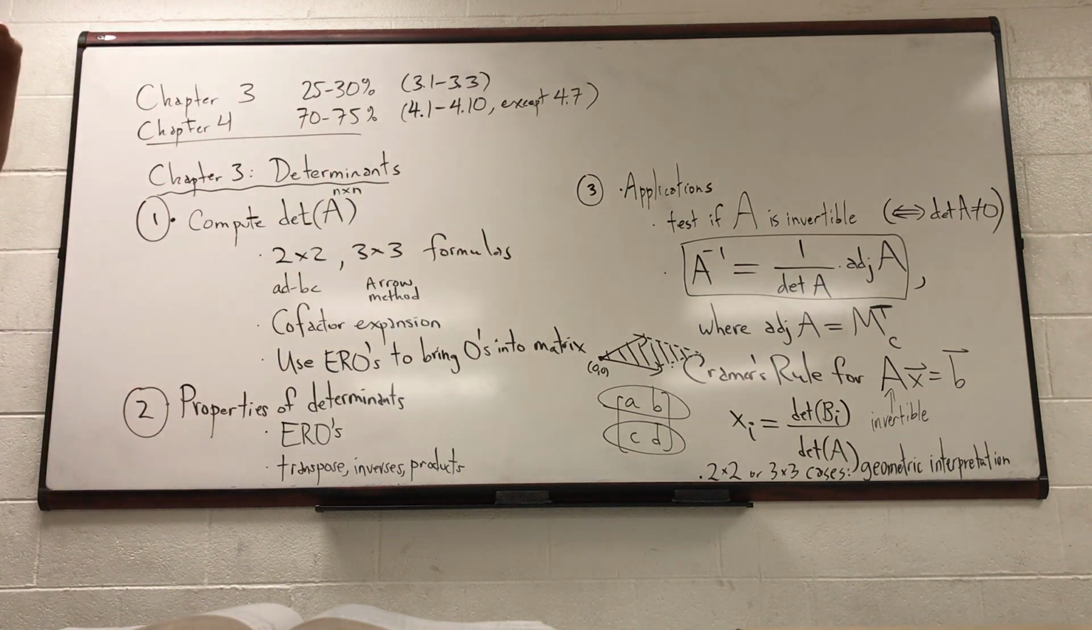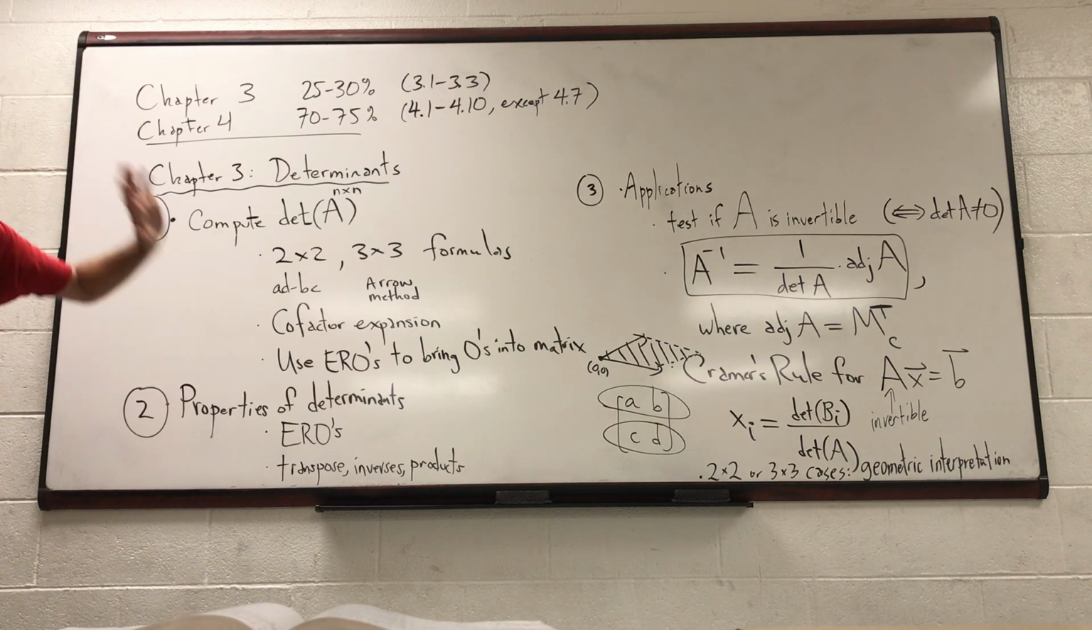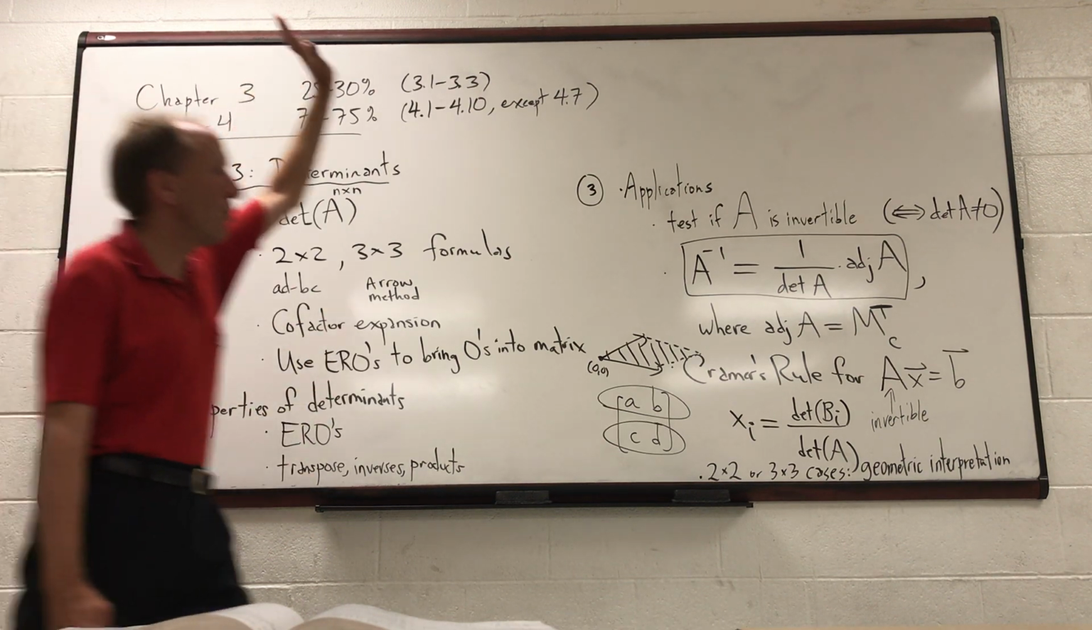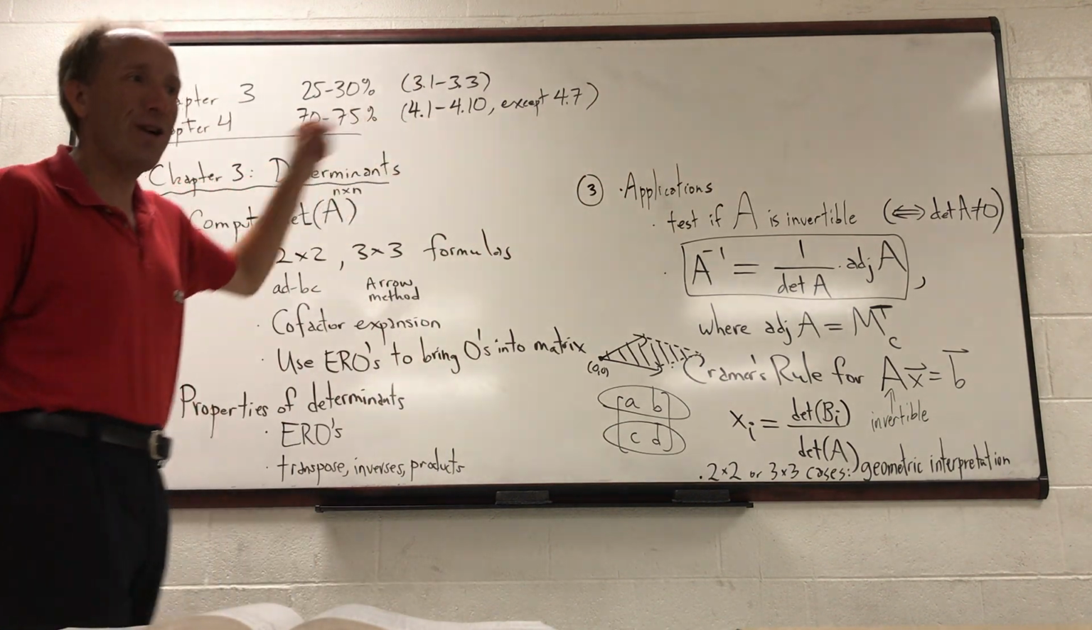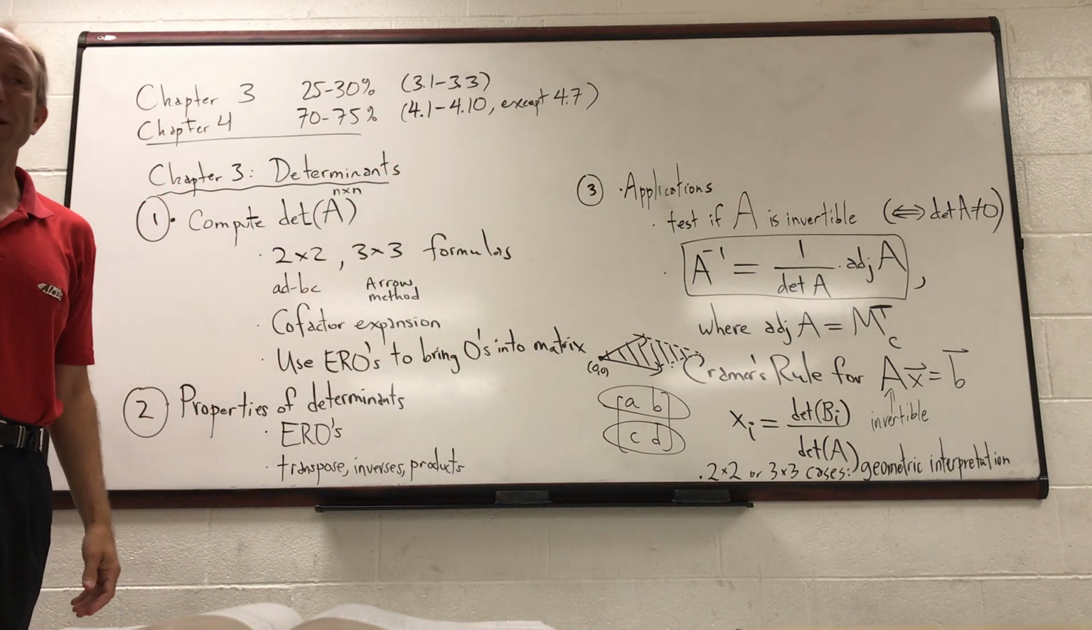Okay, so this right here, at least 25-30% of the midterm is kind of these 3 main bullet points. How do you find determinants? What are their properties? And what do we use the determinant to do for us? Okay, any questions so far on that? This is just a quick little overview on Chapter 3.